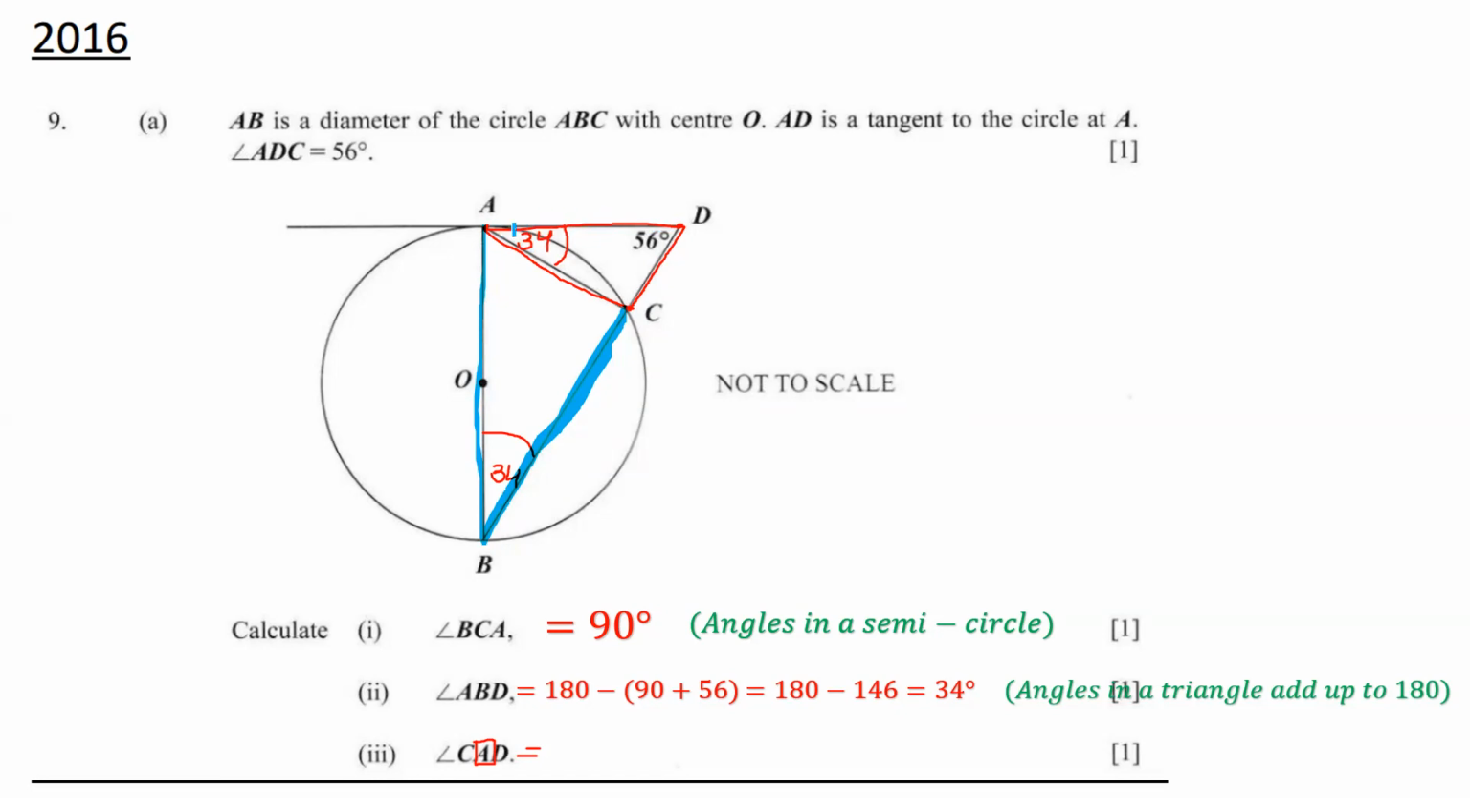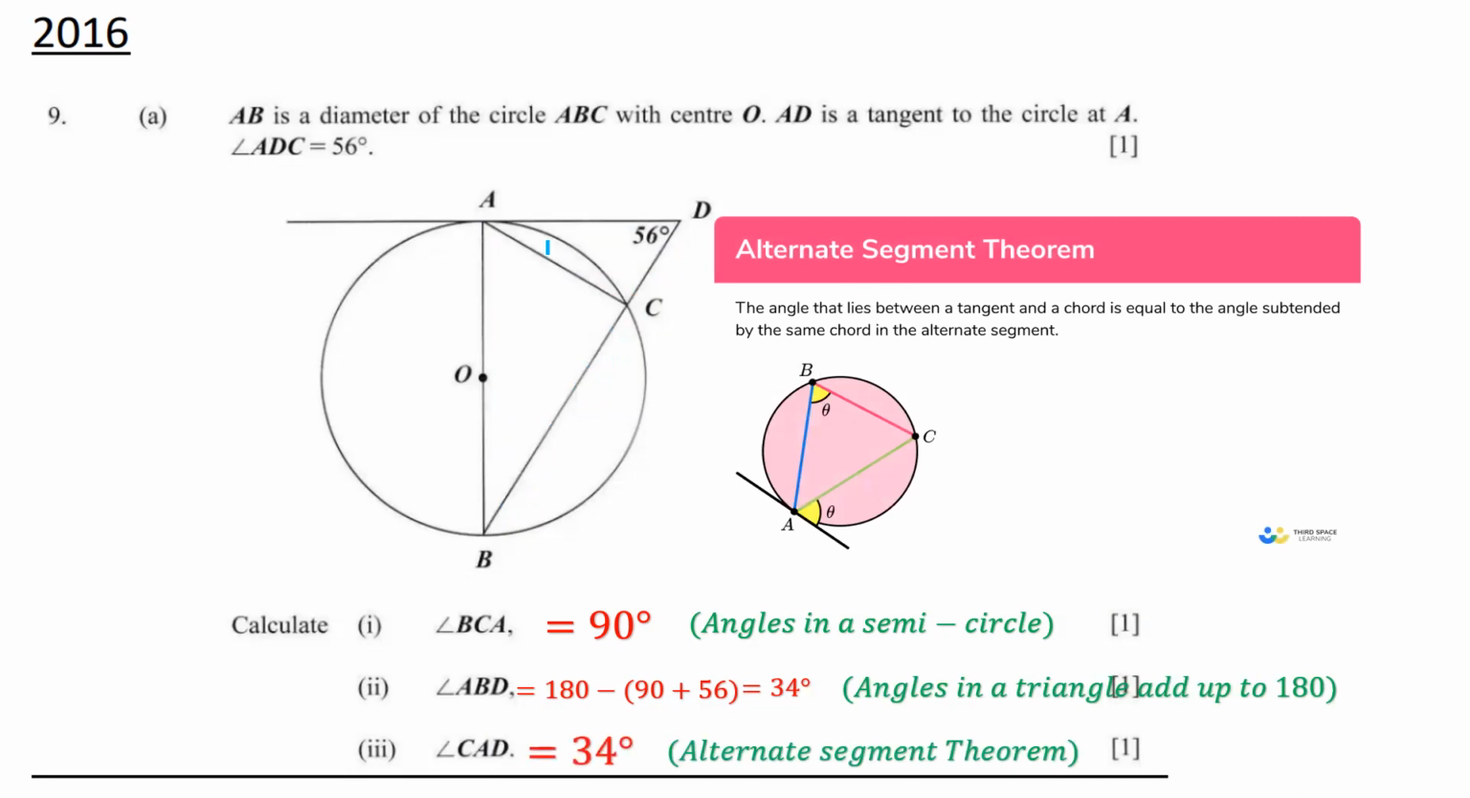This is the tangent line, and this is the chord, right? So the chord is AC, and the tangent line is AD, part of the tangent line. So the angle formed between the tangent, which is AD, and the chord is equal to the angle subtended by that same chord. So this is 34, this is 34, and this is also 34. So that's the alternate segment theorem. And like I said, this is 34 right there, and this is also 34.